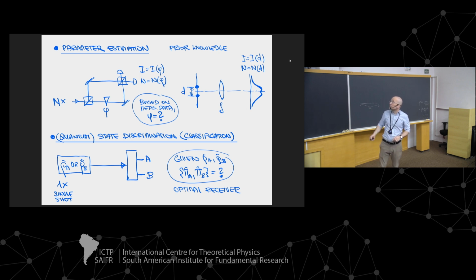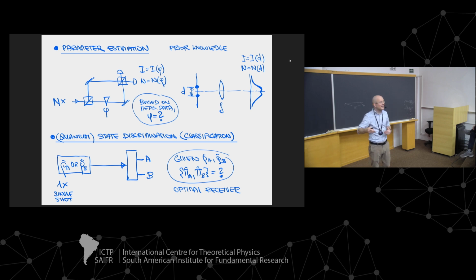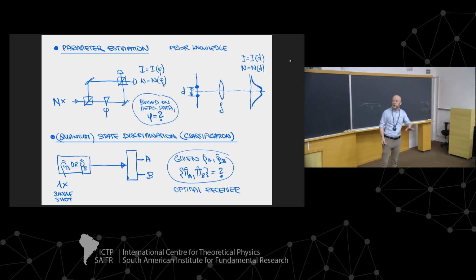The second very well-known protocol of quantum measurement is quantum state discrimination. And if parameter estimation is, in the language of machine learning, something like regression, if this parameter is continuous, then quantum state discrimination is more like classification. So again, lots of prior information everywhere.